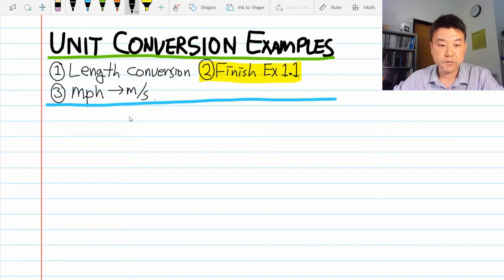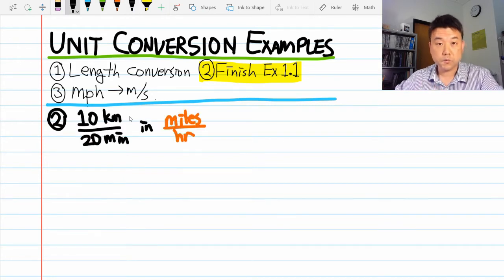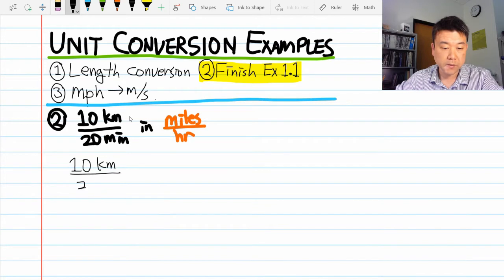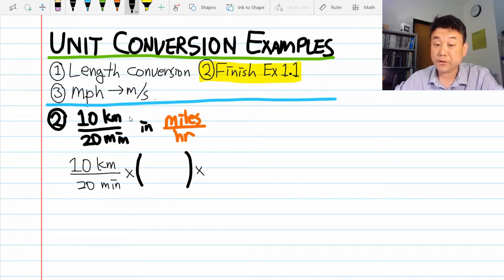So let me do part C, calculating this average speed in miles per hour. So the part C to example 1.1 that I'm adding is calculating 10 kilometers per 20 minutes in miles per hour. So we go through this same as last time. We have our number, 10 kilometers per 20 minutes, and we are going to multiply by conversion factors. We have two units that we are trying to get rid of, kilometers and minutes. So we are going to need two conversion factors. Each of them is a factor of one that's designed to cancel out the unit we don't want and retain the unit that we do want.